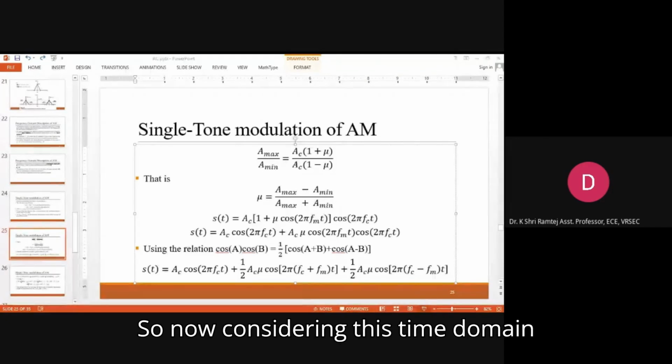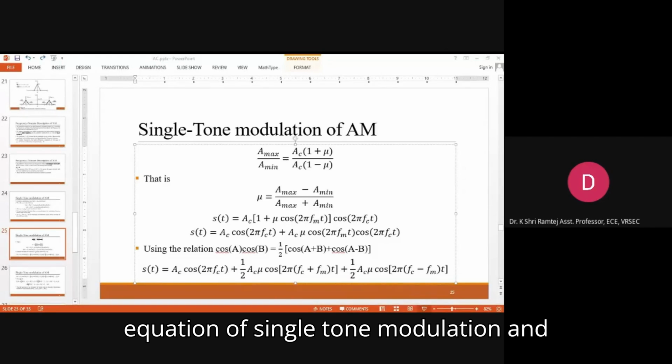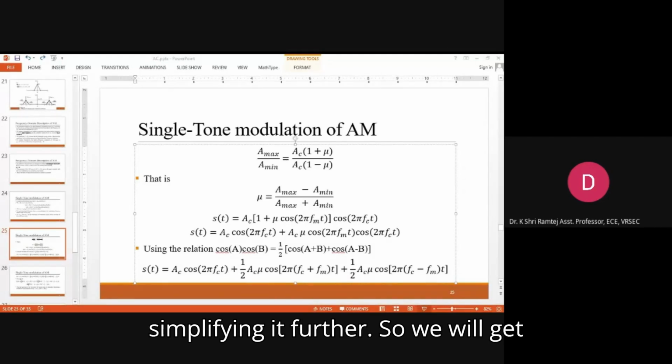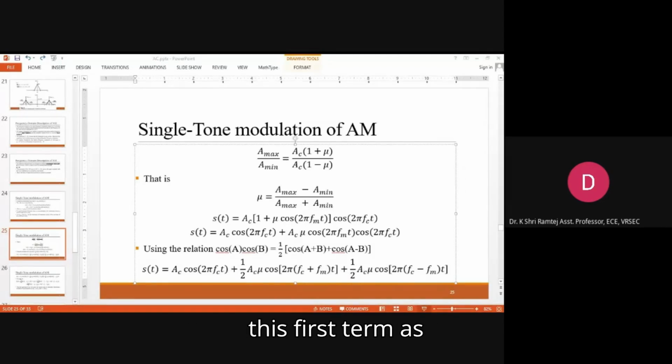So now considering this time domain equation of single tone modulation and simplifying it further, we will get the first term as AC into cos 2 pi fc t, and the second term will be AC into mu into cos 2 pi fm t into cos 2 pi fc t. Now by using the relation cos A into cos B is equal to 1 by 2 times cos (A plus B) plus cos (A minus B).